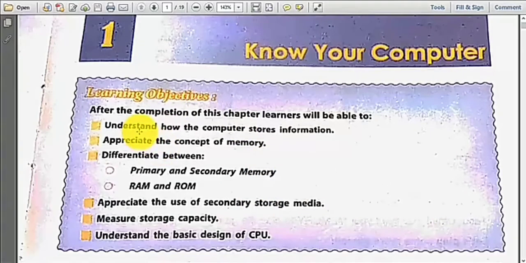Now the first point in learning objective is understand how the computer is storing information. Means we will be able to understand how computer stores information for proper functioning. Second point, appreciate the concept of memory. Means we will know what is memory, why we use memory.